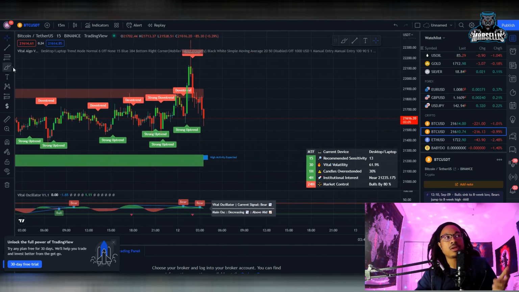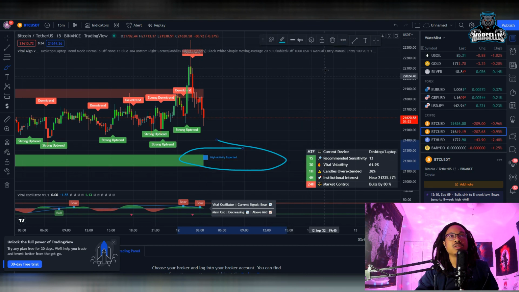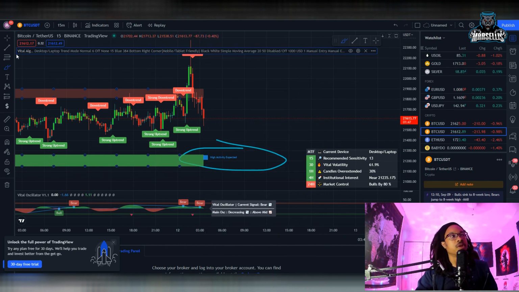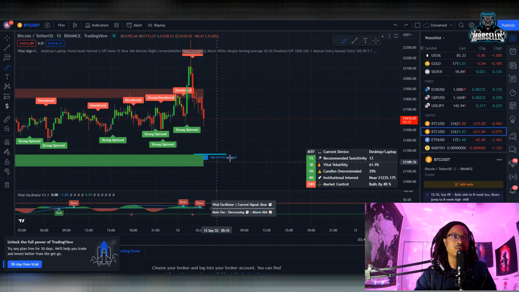When we look down here at the support, what does it say? It says high activity. When it says high activity, this is high activity for institutional interest and dark pools. That's what these indicators do. If you go over here, you can see that's what's marked here in dark pools plus institutional interest. So we have institutional interest here in dark pools from about 21.2K down to the bottom side of 21.1K. So from 21.2K to 21.1K, we have high activity for Bitcoin.